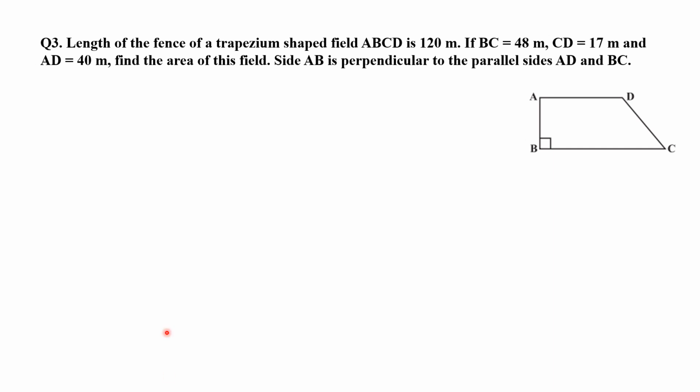So question number 3. Length of the fence of a trapezium shaped field ABCD is 120 meter. If BC is 48, CD is 17 and AD is 40 meter, find the area of the field, and side AB is perpendicular to the parallel sides AD and BC.